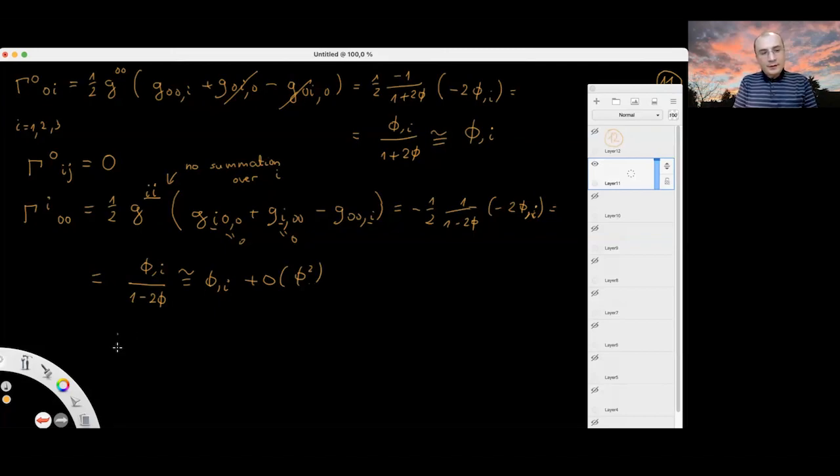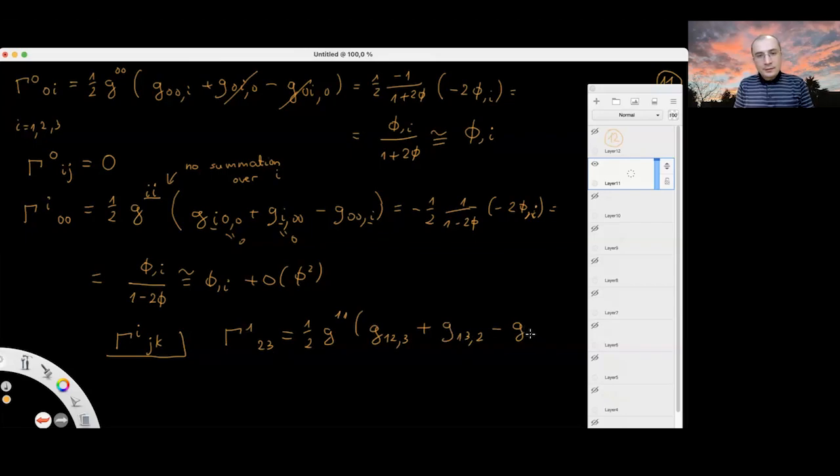What is a bit more difficult technically is calculating gamma ijk. And here I would like to proceed a bit differently because that's the simplest method. You just take gamma 1, 2, 3. So I'm choosing particular indices. That's 1 half g^11 times g_12,3 plus g_13,2 minus g_23,1. Okay, and we have just the mixed indices in the metric here, but the metric is diagonal, so each of these is 0, so this is 0. And that's very nice.